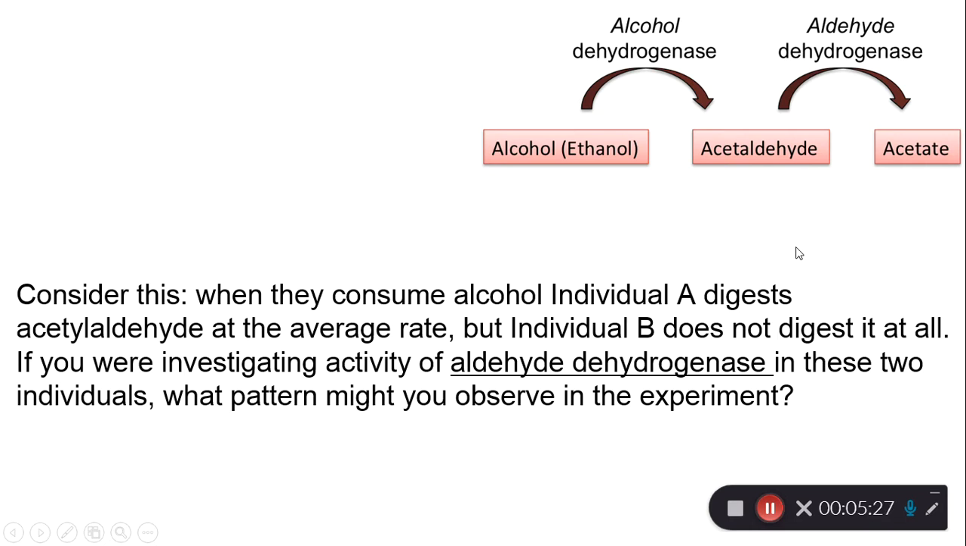If you were investigating the activity of aldehyde dehydrogenase in these two people, what pattern might you observe in this experiment? So if you're looking at the activity of aldehyde dehydrogenase, what do you expect the differences to be between acetaldehyde to acetate in individual A and acetaldehyde to acetate in individual B as it's processed through aldehyde dehydrogenase? I'll give you just a couple of seconds to think about that, maybe jot down in your notebooks what you think the difference is, and I'm going to get set up here to do the big reveal in just a second.